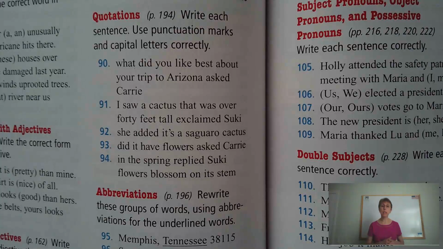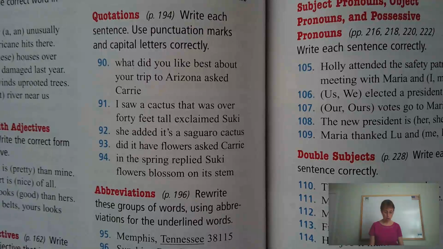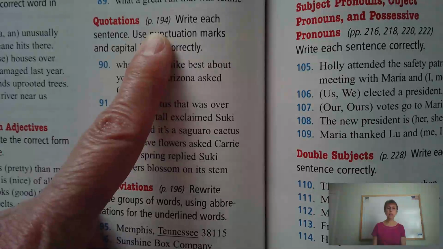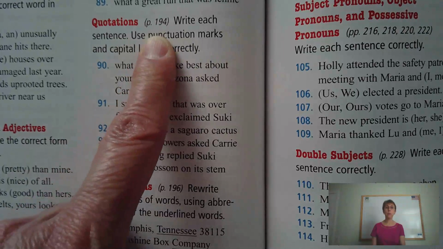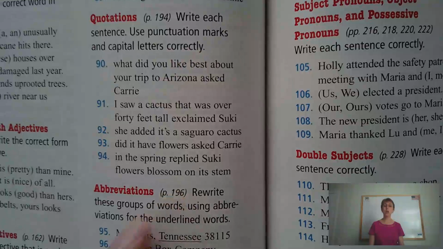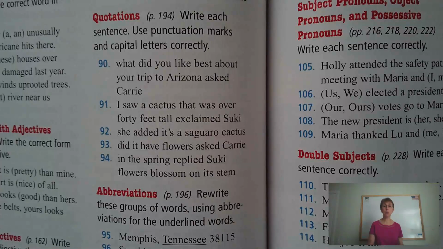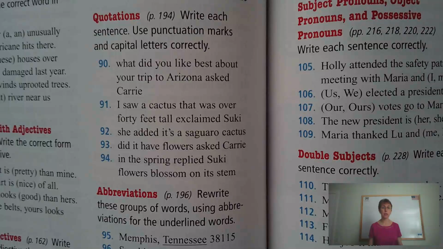But we only need to capitalize the I and in, because that's the first word of the sentence and the first word in the quotation. Right? And of course, you know to go back to the pages listed for additional help, page 194, so you can go back and look and see how to use those quotation marks when the speaker is at the beginning of the sentence, the middle of the sentence, or at the end of the sentence.